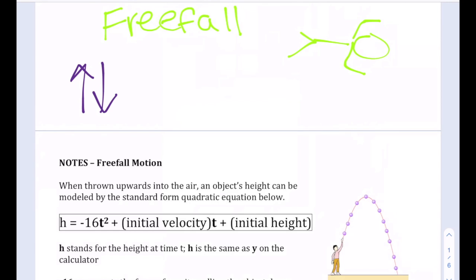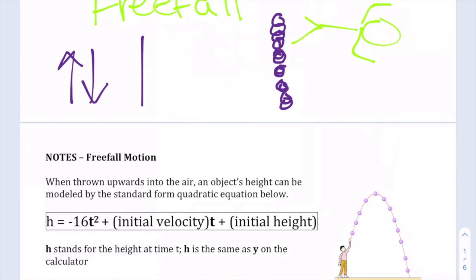Freefall equations create a graph in the shape of a parabola, an upside down parabola, because they're quadratic equations. For example, if I throw a ball straight up into the air, it reaches a maximum point and then eventually comes back down to the ground. If I were to plot the points of what height that ball is at every second and then graph those points, it would create a parabola that looks like that.